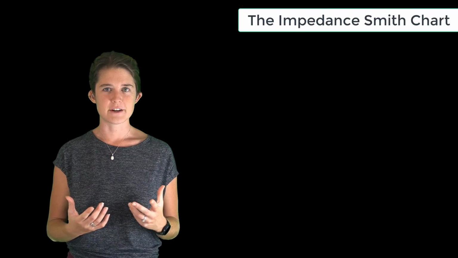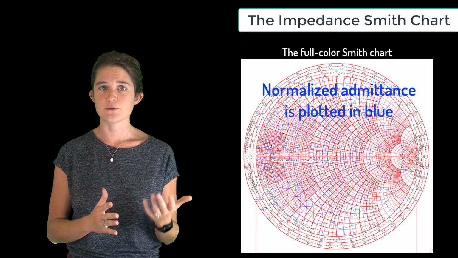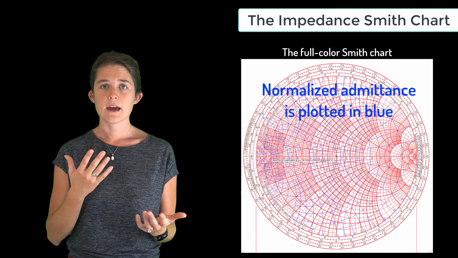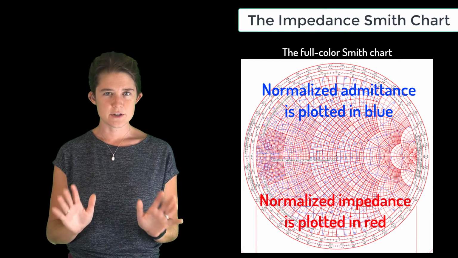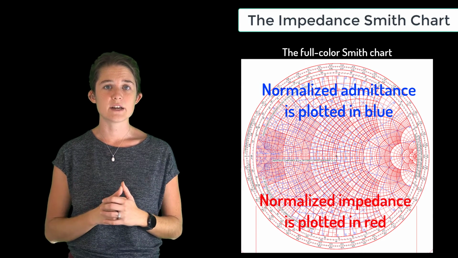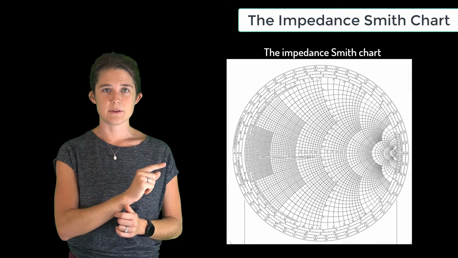A full-color Smith chart consists of two graphs overlaid on one another: a blue graph, which plots normalized admittance values, and a red graph, which plots normalized impedance values. To introduce the chart, let's start by looking at just the impedance graph. This is the impedance Smith chart.